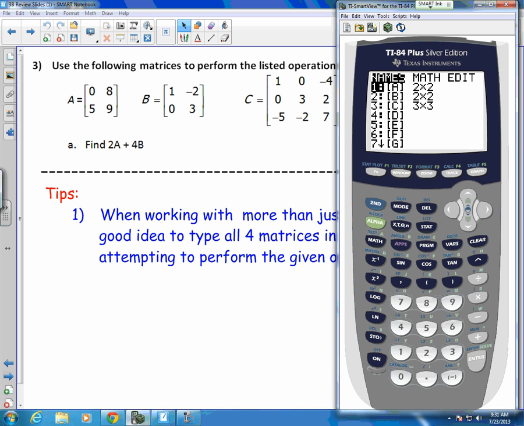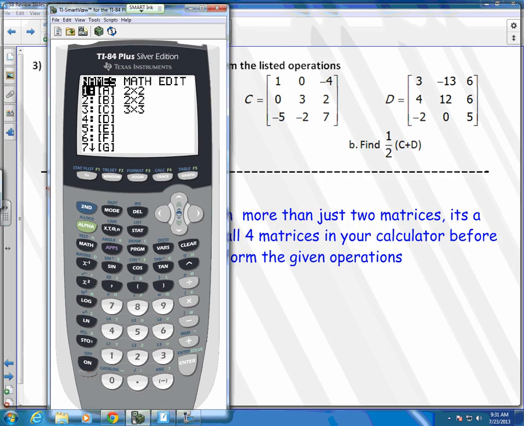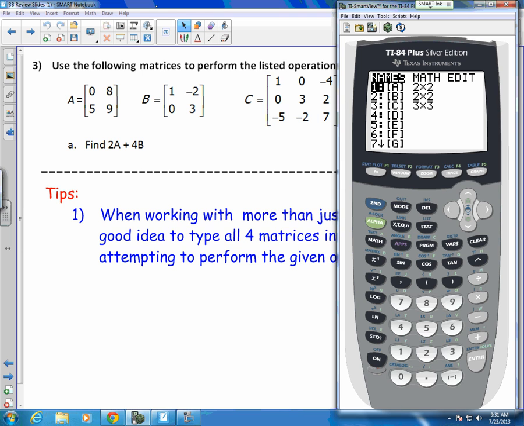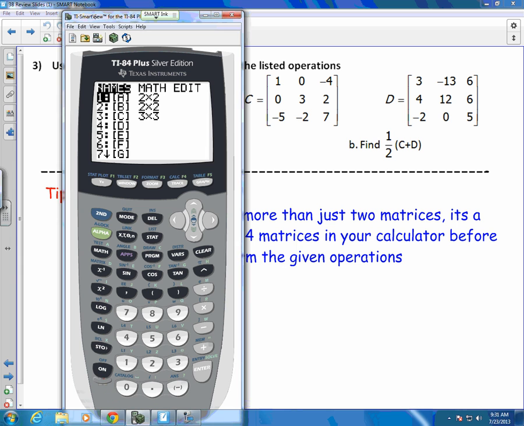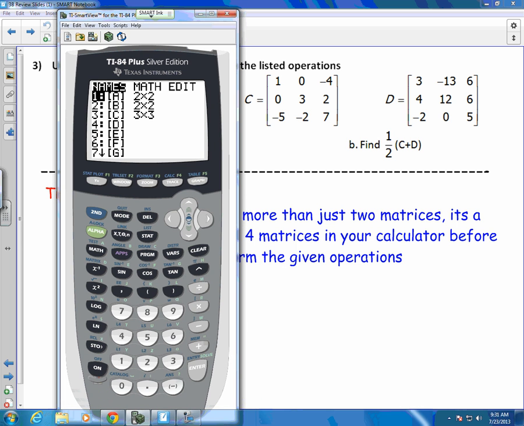I've already typed in the first 3, and I'm going to show you how to type in the last one, being D right there. I'm going to arrow over to edit. And just for reference, to get to this menu, all you have to do is hit second x to the -1. So second x to the -1 is your matrix menu. So I'm going to edit my 4th matrix.